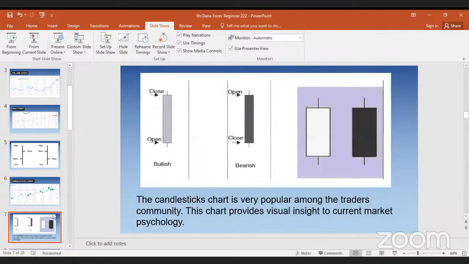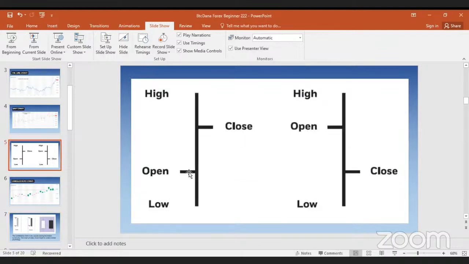This is another example of our candlestick chart pattern. Remember I told you, when we were making examples of the bar chart, if we are in a bullish market, the market opens around below. This is the low. It opens around here and then it closes around here. Now, if the market is coming down, the candles will be opening around the top and closing below.